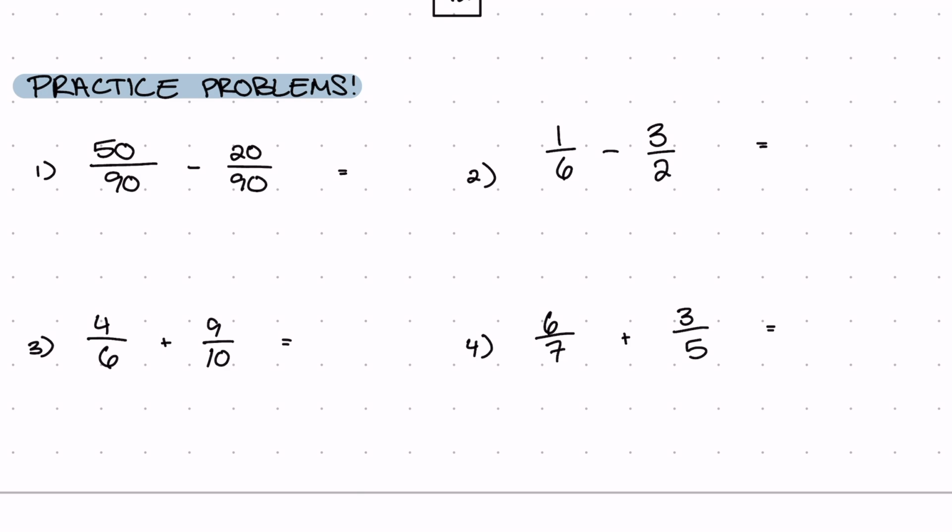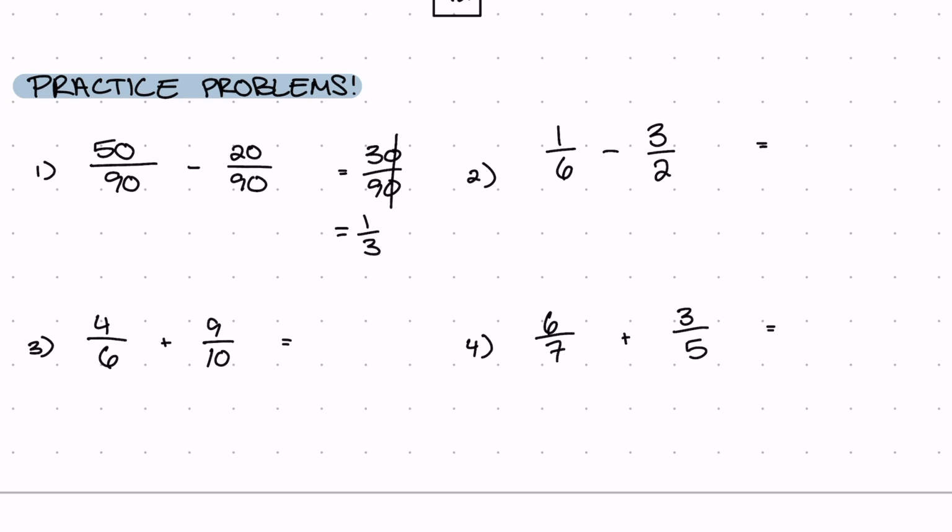So 50 over 90 minus 20 over 90. The denominators are already the same, so we can just subtract the numerators. So that's just going to be 50 minus 20 over 90. So 50 minus 20 is going to be 30, and that's 30 over 90. Notice we can reduce this further. They're both divisible by 10, so that gives us 3 over 9. And then the numerator and the denominator are both divisible by 3. So that would give us 1 over 3.